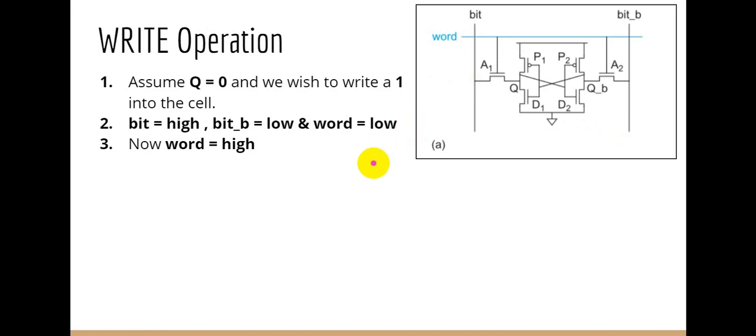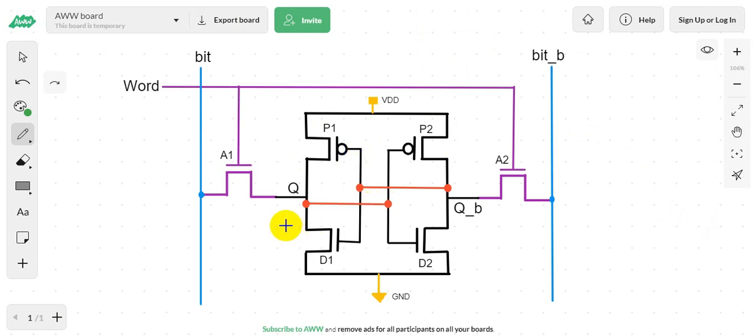Okay, so now the word becomes high. What will happen? Okay, let's draw. So Q is 0, Q bar is 1, the bit is 1 here, and we will keep bit bar 0 and the word is now 1. So what will happen? After the word line is raised, these A1 and A2 transistors will be on.